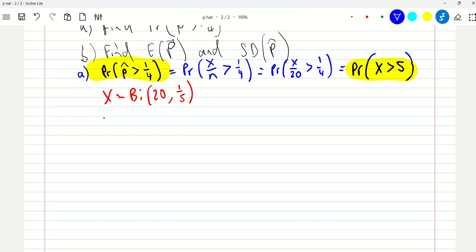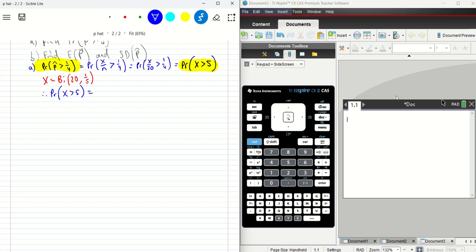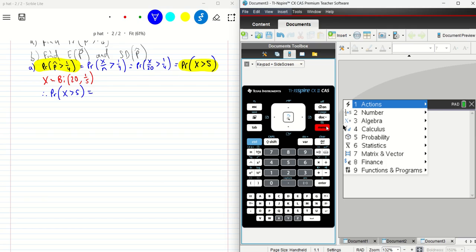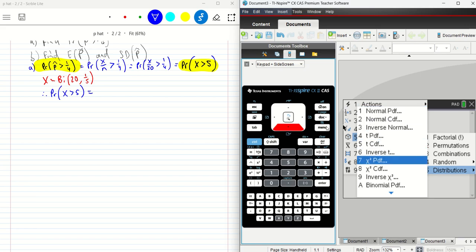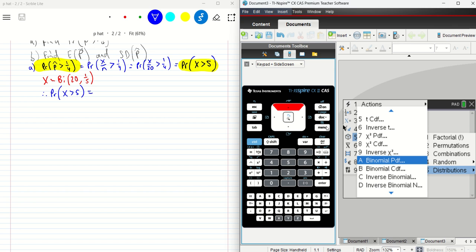All right. So therefore, probability that x is greater than 5 is equal to, and this is when it's time for the calculator. All right. So we go to our calculator and we go menu. We want probability. We want distributions. And what we've got here, this is binomial. And is it binomial PDF or CDF? PDF only does one value. CDF does a range of values. And here we want a range of values.